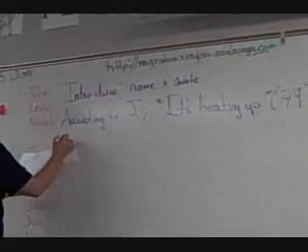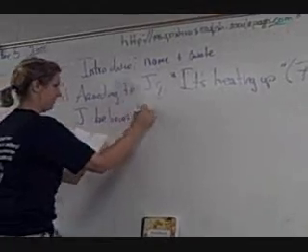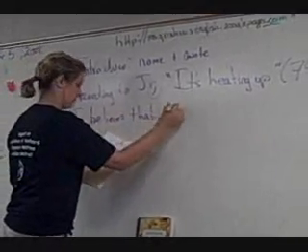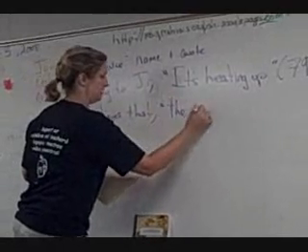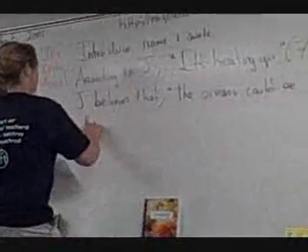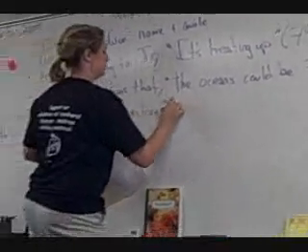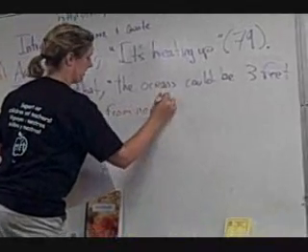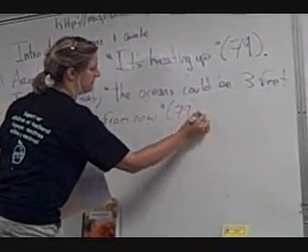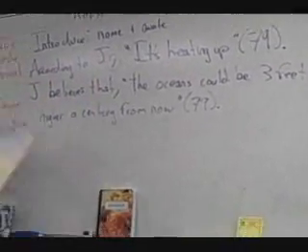All right, another one. Jukanowicz believes that, comma, the oceans could be 3 feet higher a century from now. End quote, parentheses, page number, period. So Jukanowicz believes that, comma, the oceans could be 3 feet higher a century from now. End quotations, parentheses, page number, period.